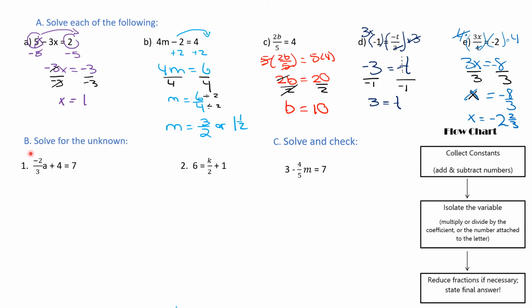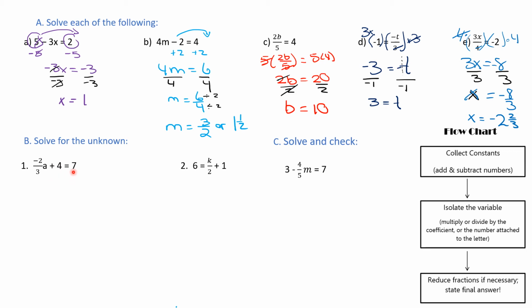Now over to part B, solve for the unknown. All right, let's look at our steps. We've got 2 to do for part B here. Solve for the unknown. Step 1, collect constants. Do we have constants? We do, finally. The 4 is a constant, it's a positive 4, and 7 is a constant.